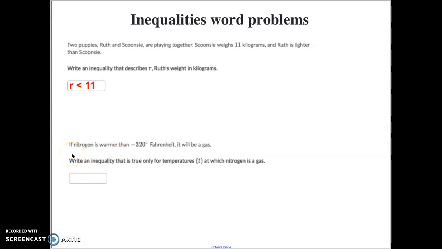If nitrogen is warmer than negative 320 degrees Fahrenheit, it will be a gas. Write an inequality that is true only for temperature T at which nitrogen is a gas. So T is our inequality. So we'll put the T there. T, in order to be a gas, has to be warmer than, so greater than, negative 320 degrees. And that's all you're doing.